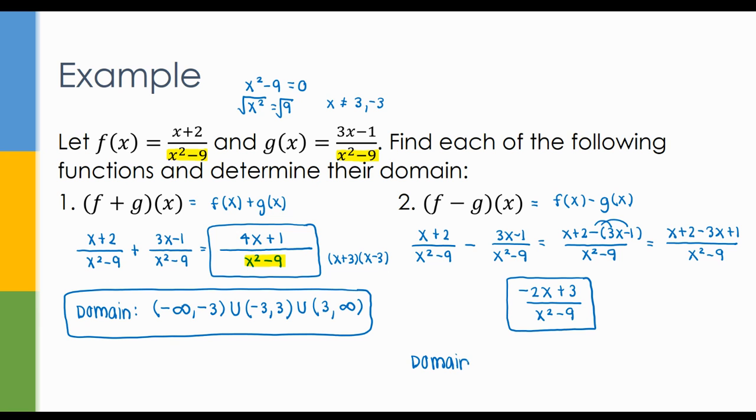As far as our domain goes, same idea. All of our denominators are x squared minus 9, so that means 3 and negative 3 won't fit. So it's going to be the same domain. I go from negative infinity to negative 3, not including it. On the right side of negative 3, we can go up to positive 3, not including that. And then on the right side of 3, we can go all the way up to positive infinity.